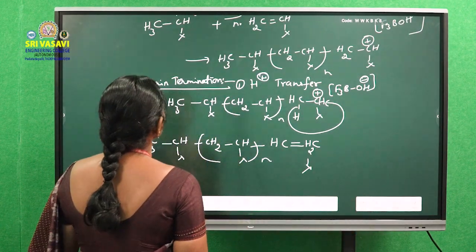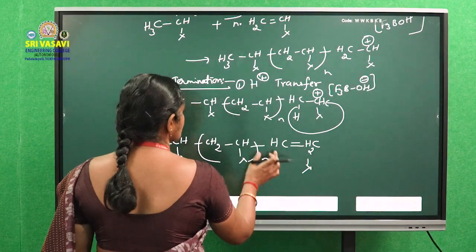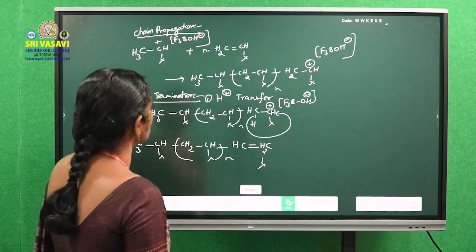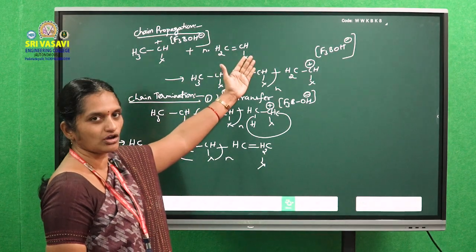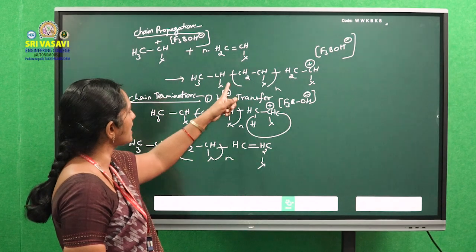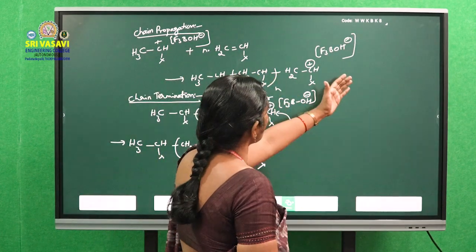After that, this counter ion reacts with n number of monomers. You can take n number of monomers, and these monomers react with one another and form a long chain.